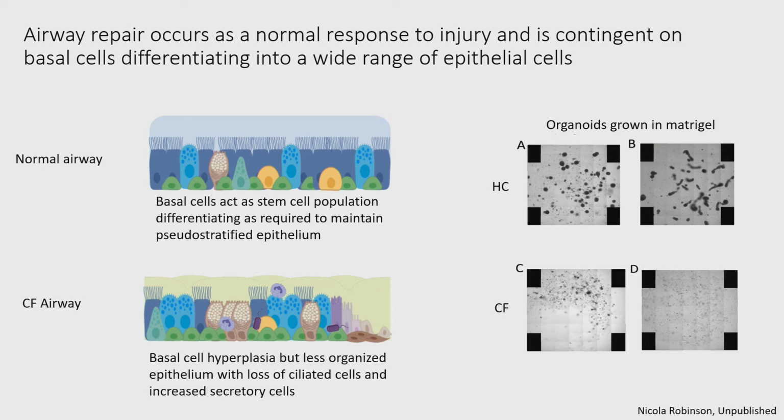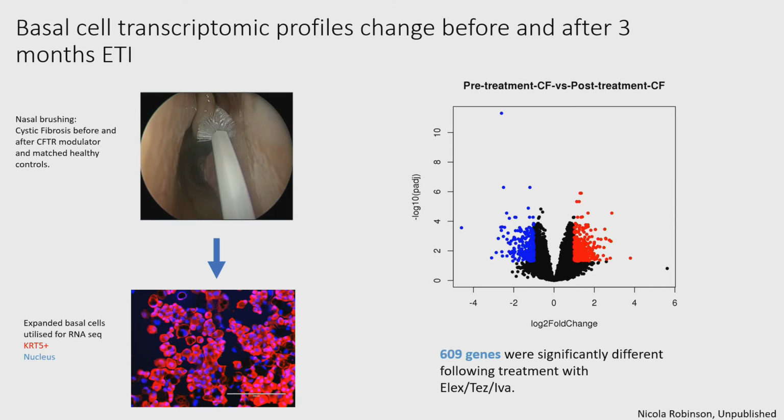And this is, again, data from Nicola, and what Nicola's done here is taken basal cells from the nose of CF patients and a healthy control patient. Healthy control patients make lovely, nice spherical organoids which then mature when grown in Matrigel, but basal cells from CF patients don't do that. They form very small, abnormal organoids with abnormal morphology that don't really mature, suggesting there's a key issue with the basal cell in CF.